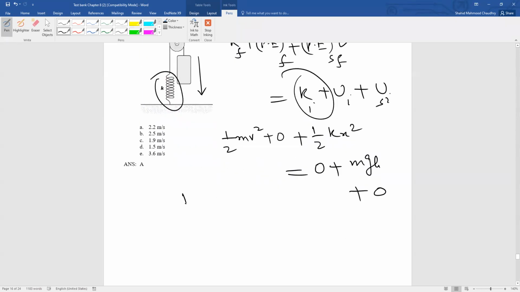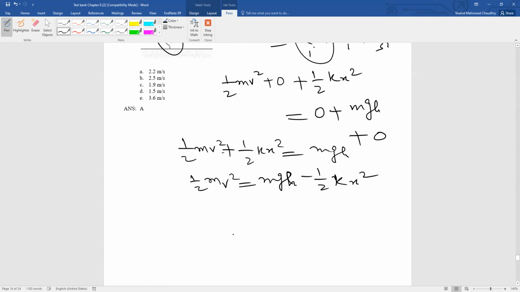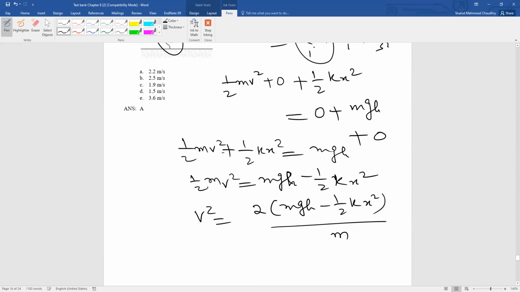So this is equal to 1/2 mv square plus 1/2 kx square is equal to mgh. So here we need the v value. So just rearrange this equation. 1/2 mv square is equal to mgh minus 1/2 kx square. Now you can solve it for v. So how will you solve? v square is equal to 2 into (mgh minus 1/2 kx square) divided by m.